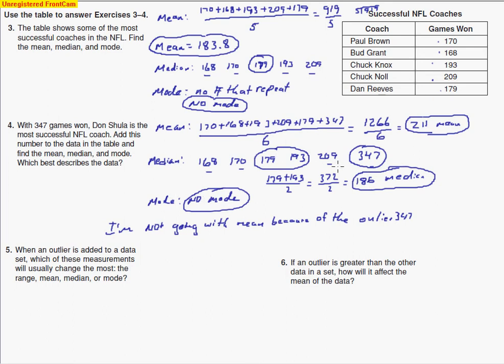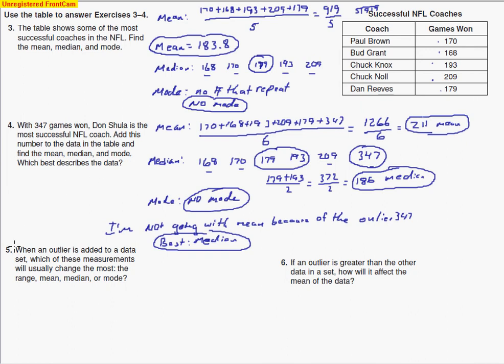And the median is kind of closer to these numbers. Notice how they're all kind of in the upper 100s, 168 to 193, plus this one that's pretty close to 200, it's 209, and 186 is kind of in that range. So that makes more sense. So I think the best is the median in this case. Otherwise, if I was to pick the best one in problem number 3, I'd go with the mean. Typically, I go with the mean unless there's an outlier.